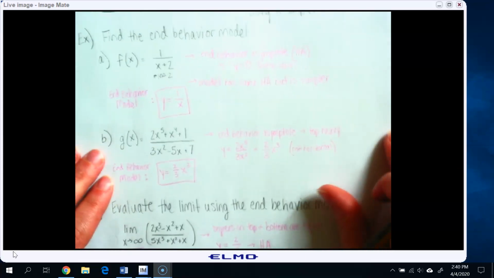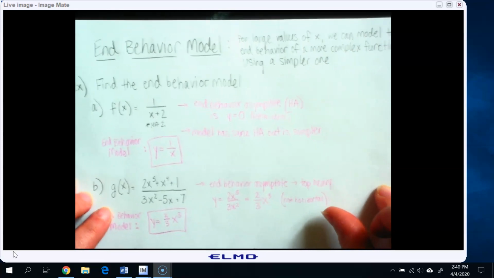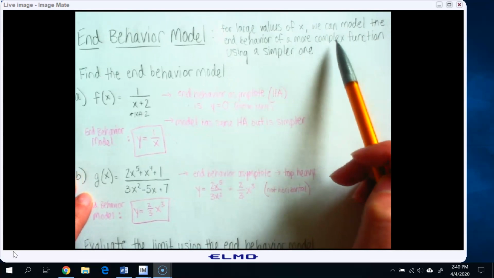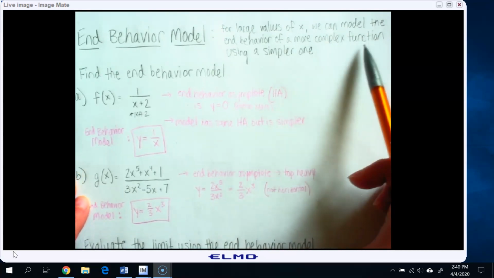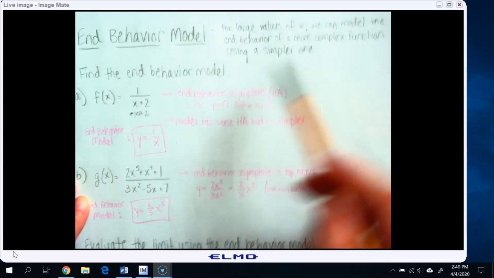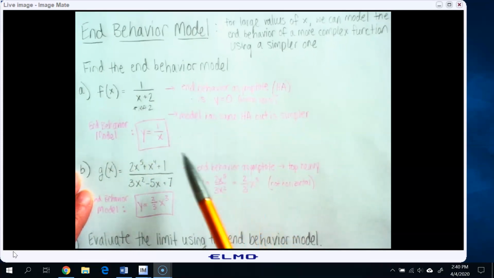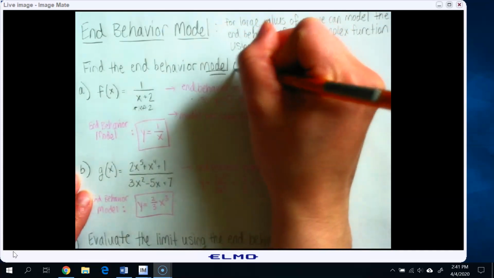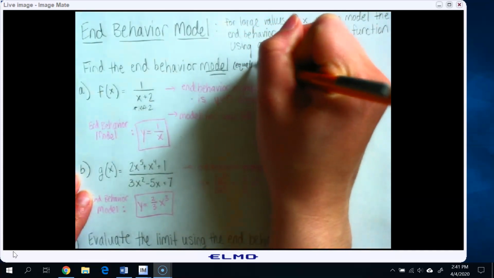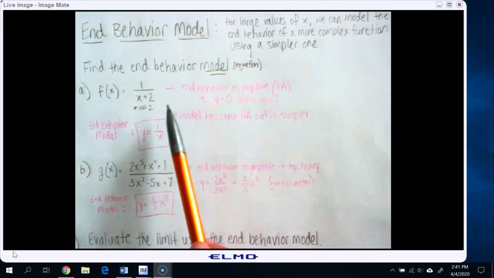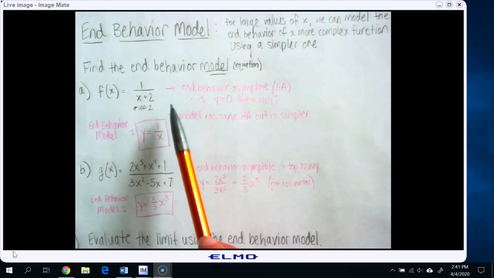Okay, on the back page, we kind of continue with that, just another format of it, and that's the end behavior model. All right, so for large values of x, we can model the end behavior of a more complex function using a simpler one. All right, so when it says find the end behavior model, the idea is you want to write an equation. So model is just another word for equation. All right, so you want to write an equation or a function that has the same end behavior as the given function. And typically that means you need to find your horizontal or end behavior asymptote and make sure they match.